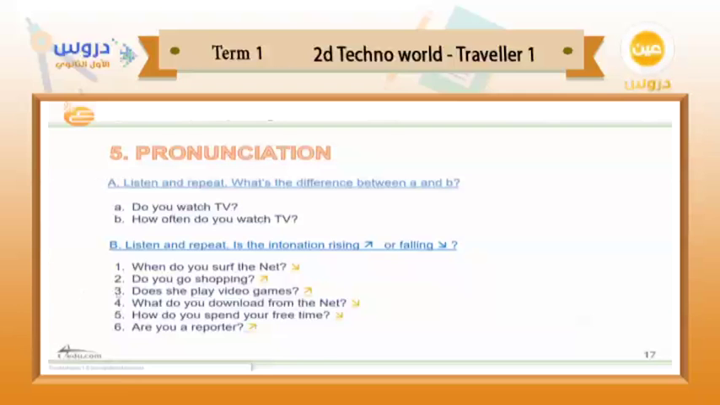Okay, what do you notice about these questions? Questions 2, 3, and 6, which have a rising intonation. Look at these questions. Do you go shopping? Does she play video games? Are you a reporter? These are all yes-no questions. So, you'll notice that yes-no questions usually have a rising tone of voice, a rising intonation when asking a question. But other questions like information questions have a falling intonation. Well done.